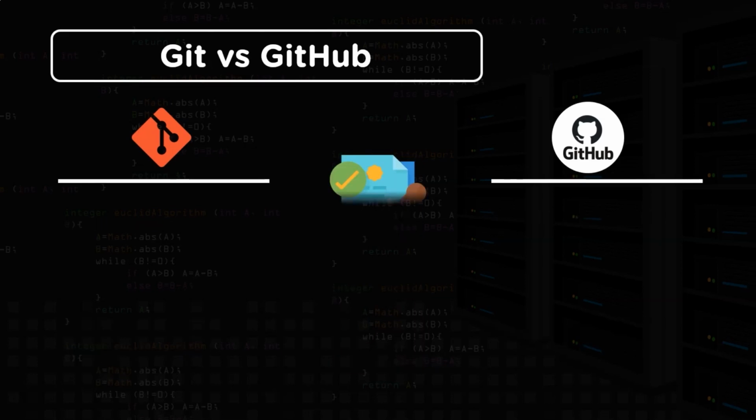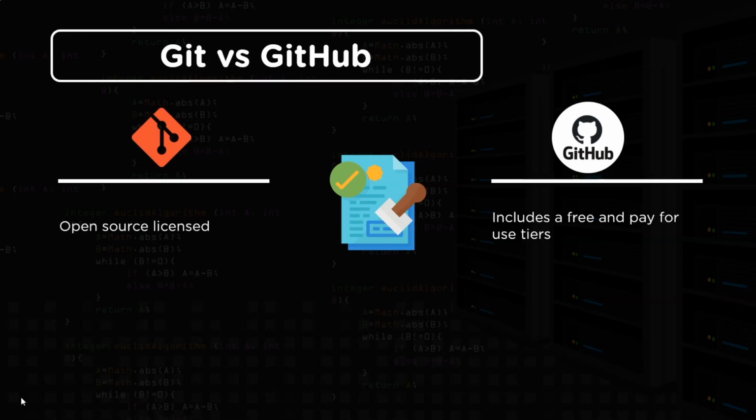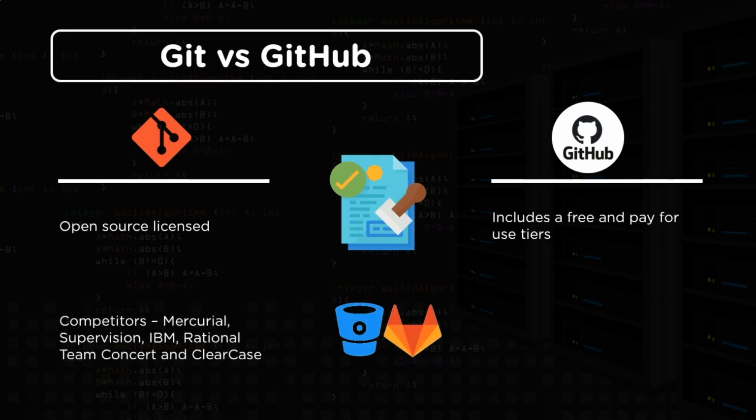Git is released under the GNU General Public License, which is an open source license. It ensures that the software is free for all its users. Whereas in the case of GitHub, there are two tiers, a free tier and a paid tier. In the end, let's have a look at the competitors of the two. As competition, Git has Mercurial, Subversion, IBM Rational Team Concert, and ClearCase. While for GitHub, the competition is Bitbucket.